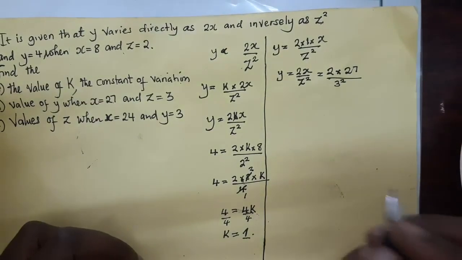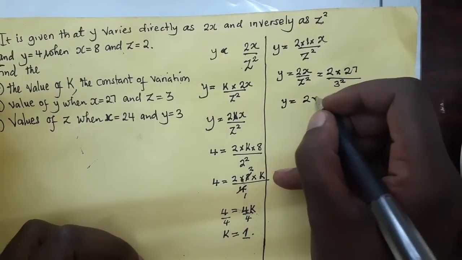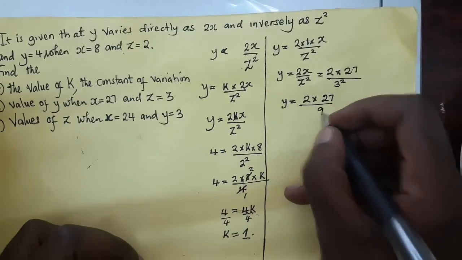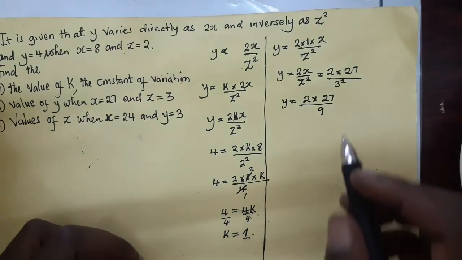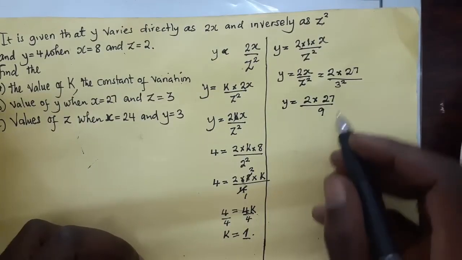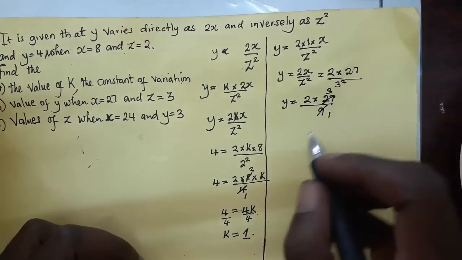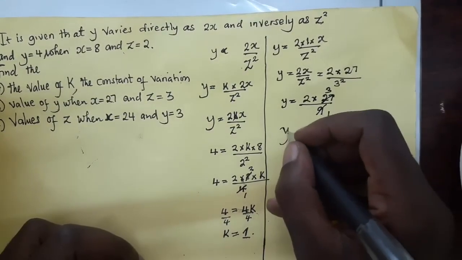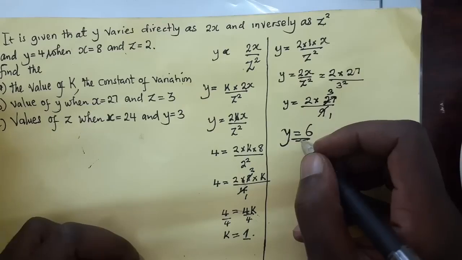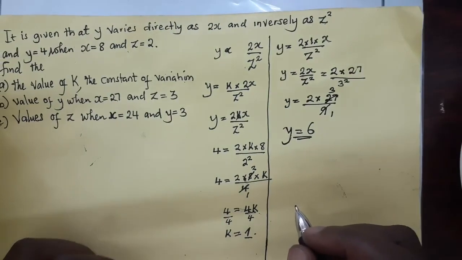All right? So this is going to give us y is equals to 2 multiplied by 27 over 9. I hope you understand where 9 is coming from. It's a product of 3 multiplied by 3. Then in 9 here it's 1. 9 here it's 3, isn't it? Then so y is equals to 6. Y is equals to 6. I hope that is clear.